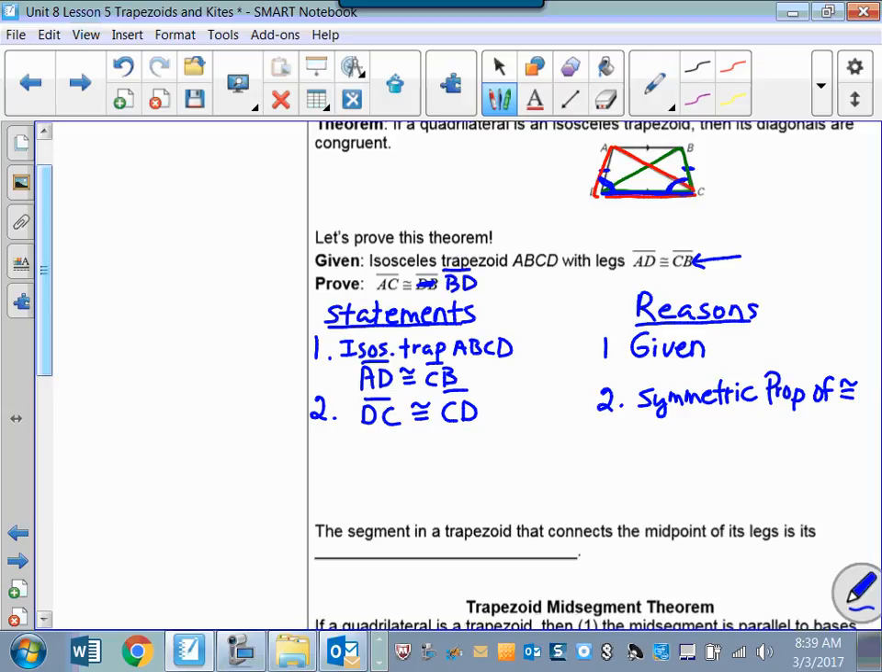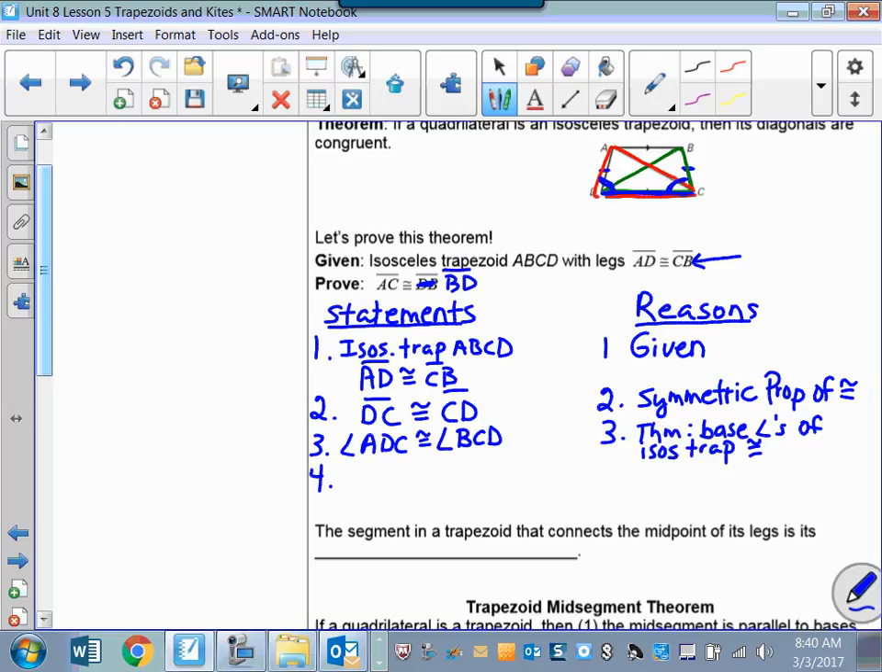So angle ADC is congruent to angle BCD because of the theorem base angles of an isosceles trapezoid are congruent. That's not too much to write, just write it, don't complain. And so what have I got?